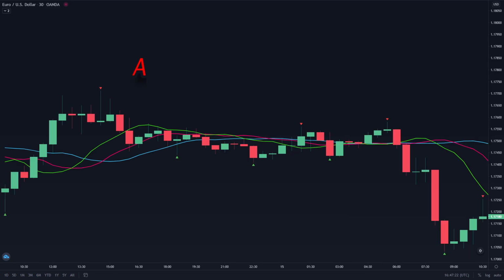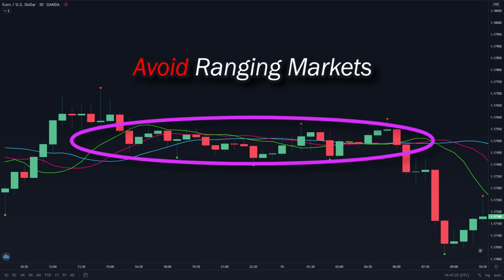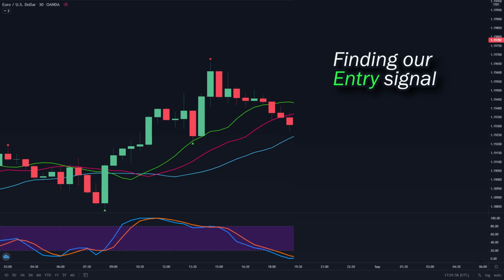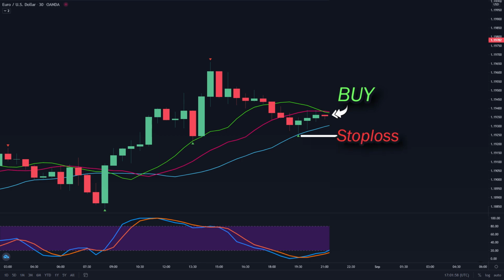Remember, we want to avoid ranging markets that have no clear direction, which can be identified by the lines crossing multiple times in the middle like this. So, once you've identified a trend, the next step is finding our entry signal. If the market is on an uptrend and a bottom fractal appeared, while the stochastics RSI is at oversold, you take a buy position. Now, for your stop loss, you place it below your fractal candle here.